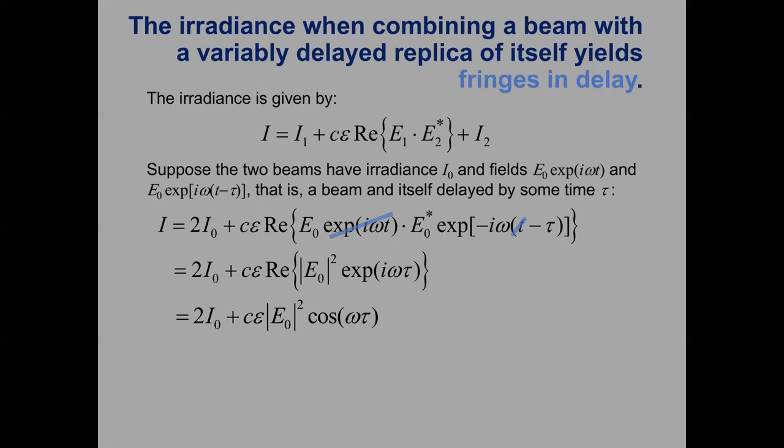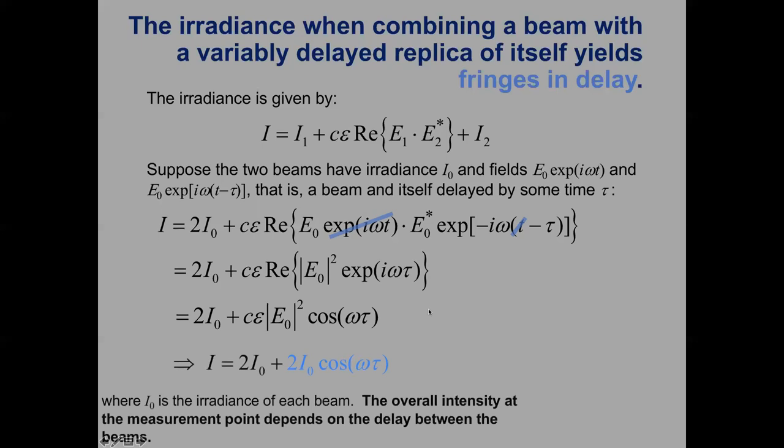So simplifying a bit, taking the real part of this, we see that if we vary this delay time, the total intensity we get varies as the cosine of that delay time, or the cosine of the light frequency times that delay time. The point here is that in this simplified example, the overall intensity depends on the relative delay between these two beams.